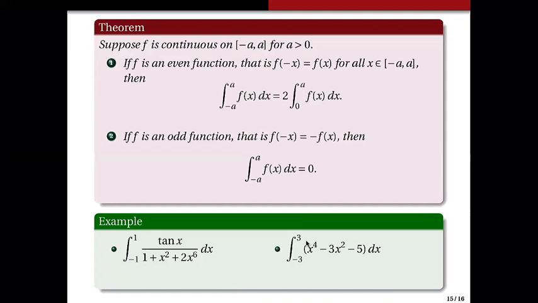In here, you have the integral from -3 to 3 of x to the 4 minus 3x squared minus 5 dx. This guy here is an even function. So it's in this case here. So instead of doing the whole thing, you can just do half, from 0 to 3, and then you multiply it by 2. And you will get your answer.